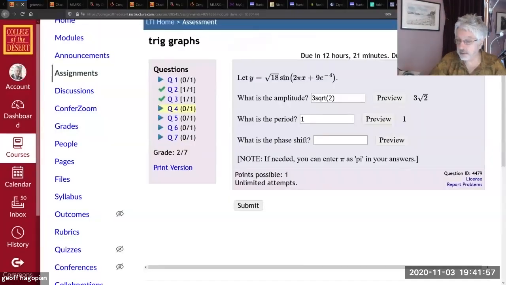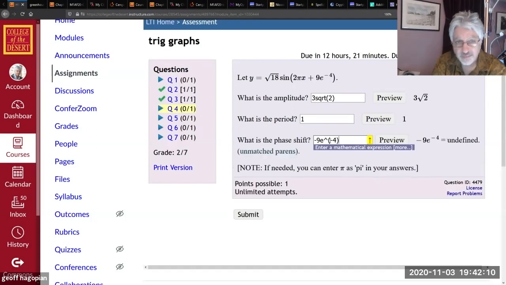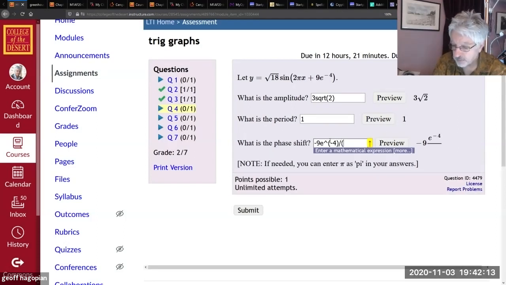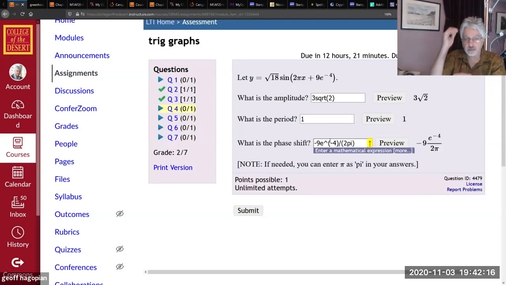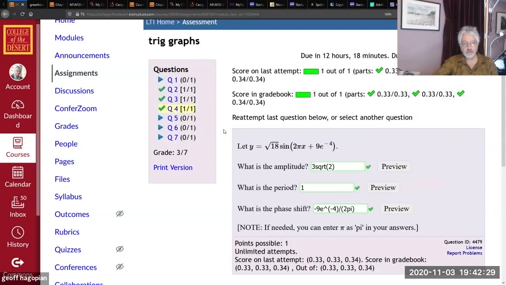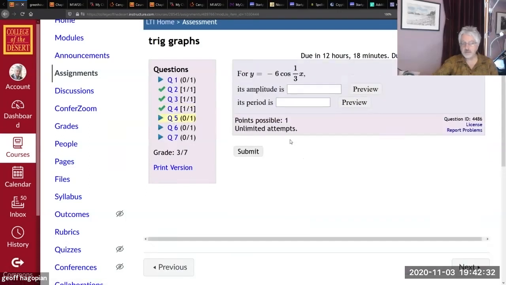Let's see if that's what they want here. So I get negative 9 e to the negative 4 divided by, in parentheses, 2 pi. Right? We kind of need the parentheses, otherwise the order of operations would say divide by 2 and then multiply the result by pi. And you can look at the pretty type and see it comes out the way we want it. And yeah, that's going to work. Okay. Questions about that, or just kind of move on, right?